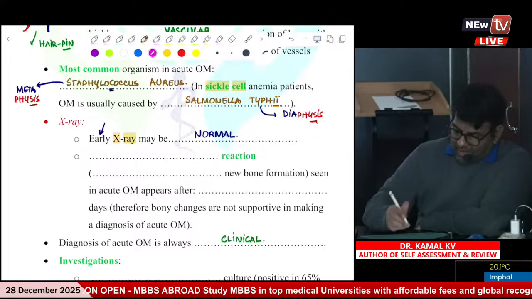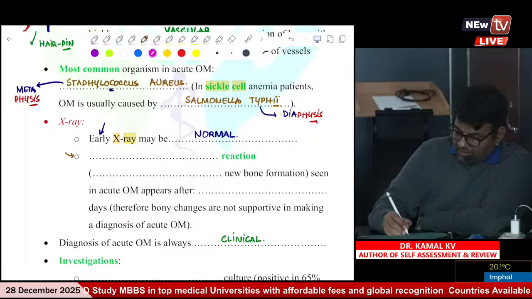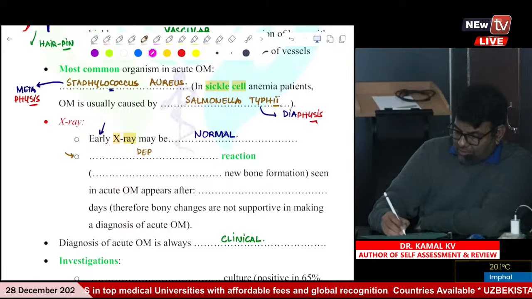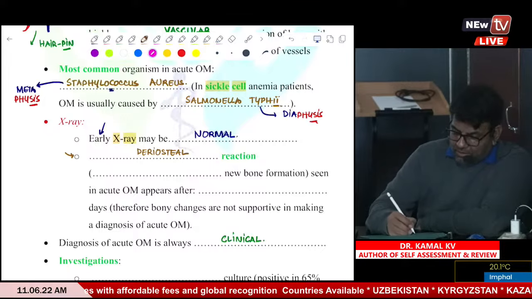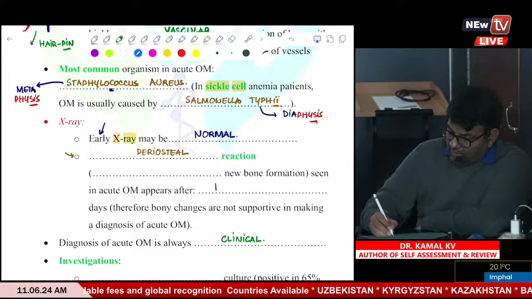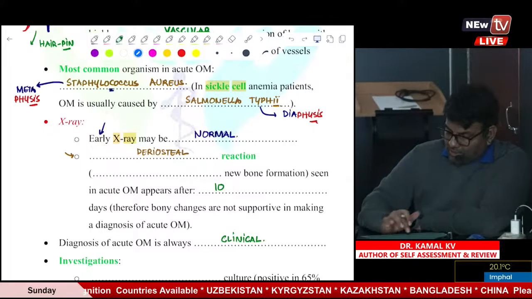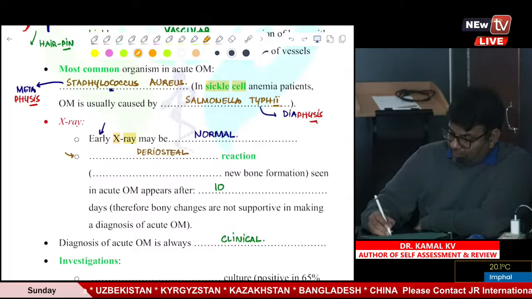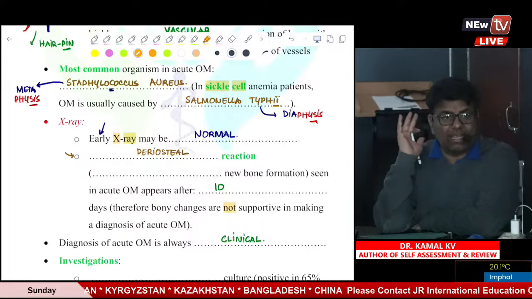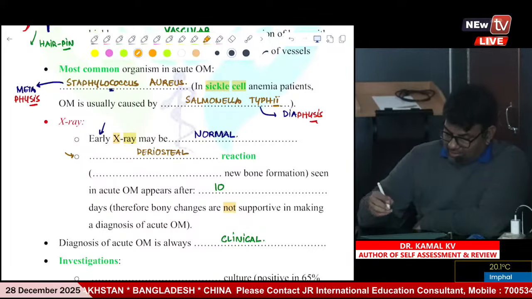And yes, from exam point of view, if someone asks you about X-ray changes, the earliest X-ray change is known as periosteal reaction, but it takes at least 10 days, right? So it takes around 10 days, and therefore we don't trust X-ray for making diagnosis of acute osteomyelitis.